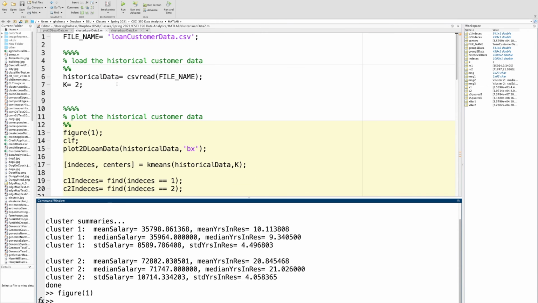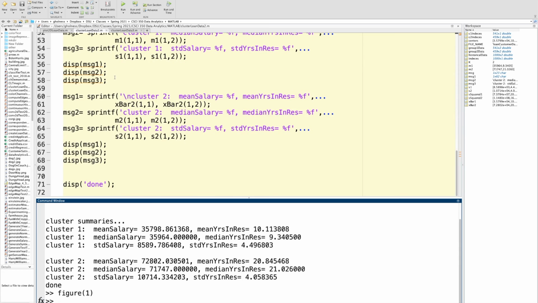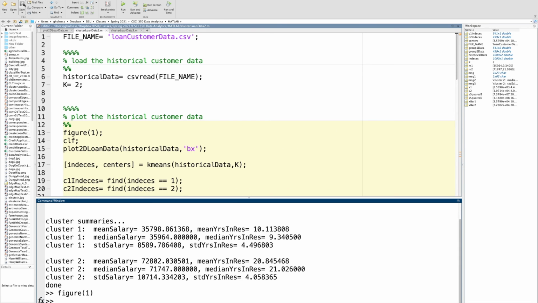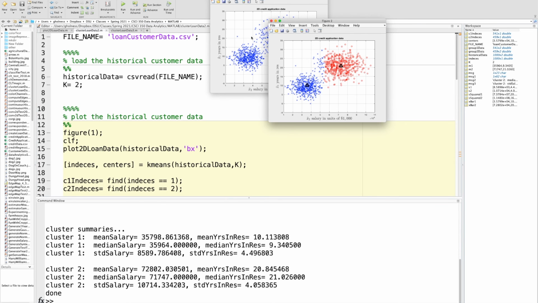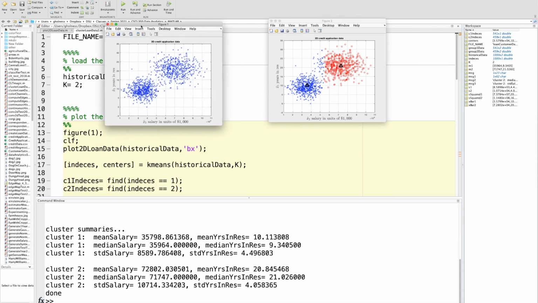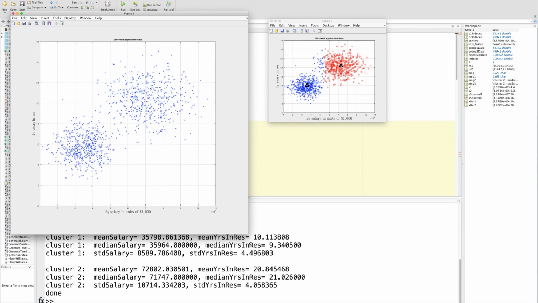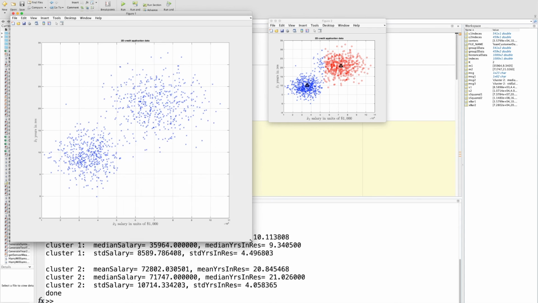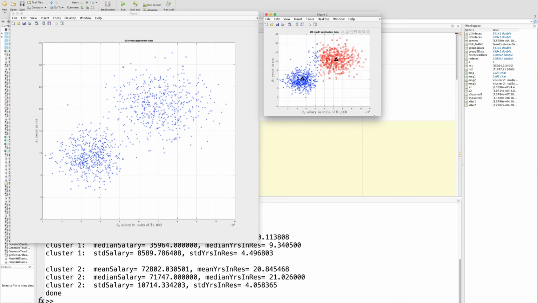Why don't I run this thing all the way through so that both figures come up? Let me do that. So let me save. And let me run the whole thing. So figure 1 is my original data, and figure 1 contains my data set. Figure 2 contains the same data set, but I'm coloring them based on the clusters.